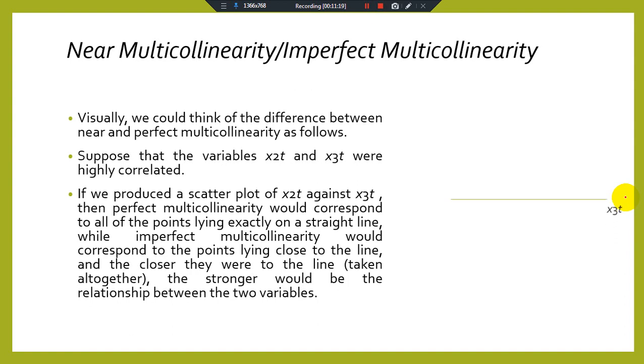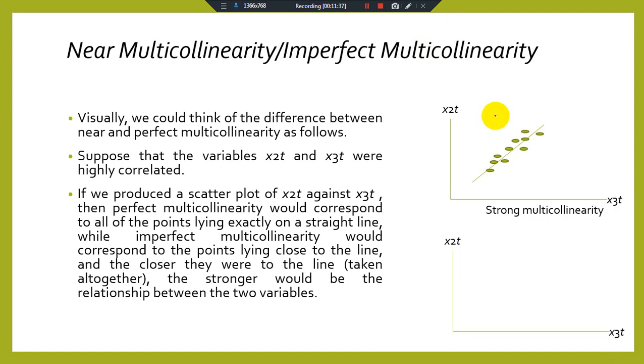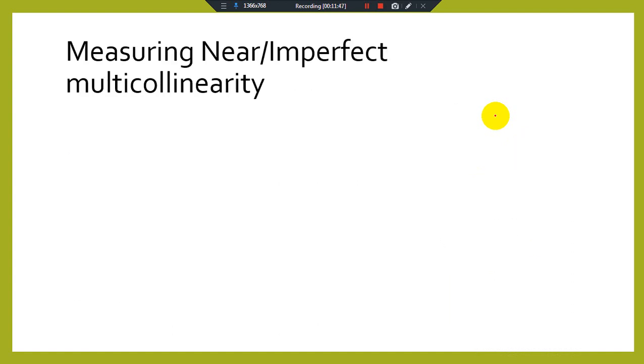Like we have here, x3 and x2 are independent variables, and if we plot them and the graphical presentation looks like this, we can call it strong or perfect multicollinearity. And if the graphical presentation between x2 and x3 looks like that, we can call it near multicollinearity, weak multicollinearity, or imperfect multicollinearity.